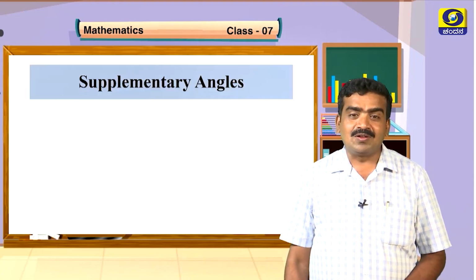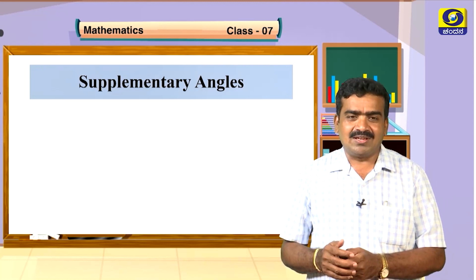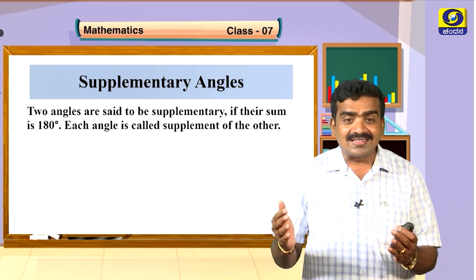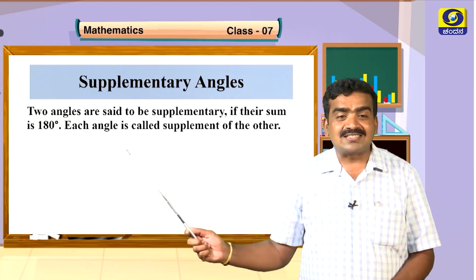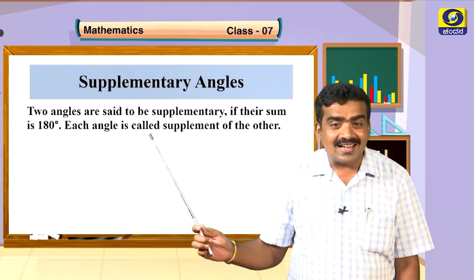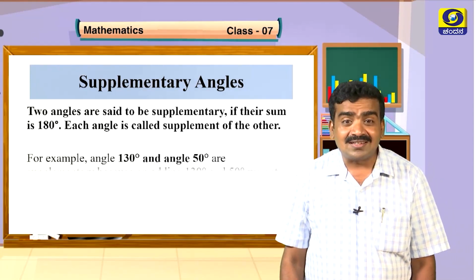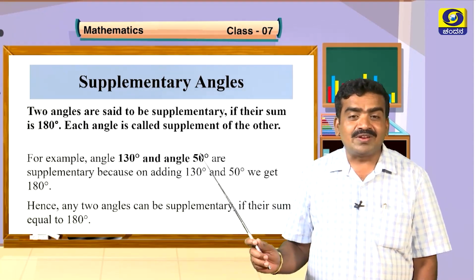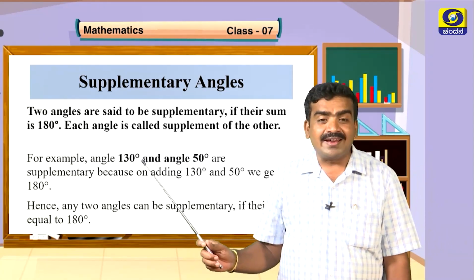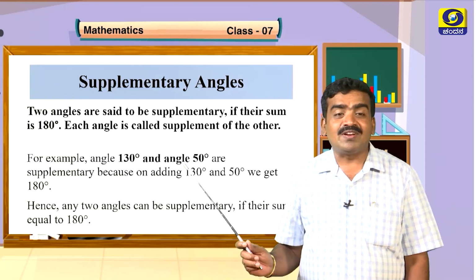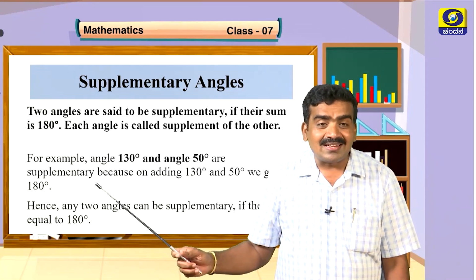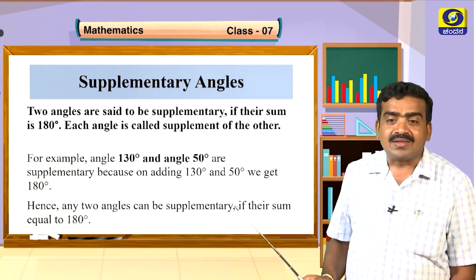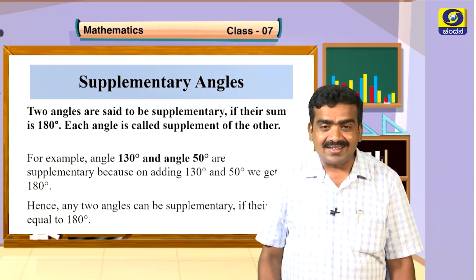Now we are going to learn about supplementary angles. Two angles are said to be supplementary if their sum is 180 degree, and each angle is called the supplement of the other. For example, if you add 130 degree and 50 degree, what will we get? We will get 180 degree. Therefore, 130 degree and 50 degree are called supplementary angles. Any two angles can be supplementary if their sum is equal to 180 degree.